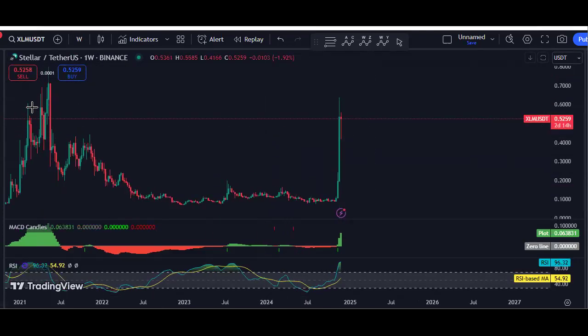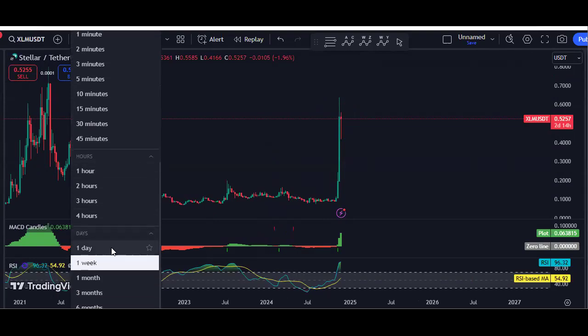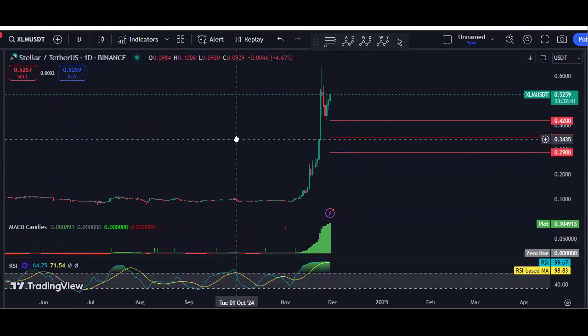The only thing is how deep this correction can be. And mostly we can look for the daily correction before we look for the next trade setup. Anyway, if we move to the daily correction, this is what we have.